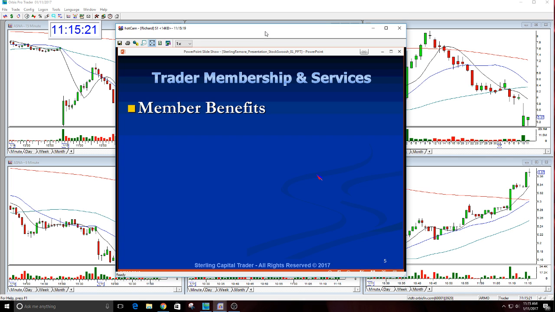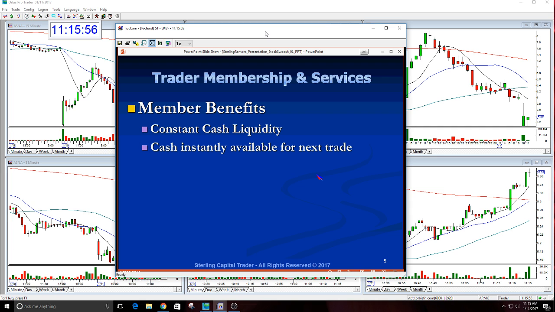Let's talk about the member benefits for being a member or a subcontractor for Remora International. First off, you get constant cash liquidity. What that means is this. If you're allocated, let's say, $100,000, that $100,000 is not like on margin, it's cash. So if you take a position at 10 a.m. and you liquidate it at 10:20 a.m., all that cash is available immediately upon liquidation. You don't have to wait like the T+3, where you don't have to wait like an hour or two for it to become available again. As soon as you liquidate that cash, it's immediately available within milliseconds after the liquidation. So the cash is instantly available for the next trade, all right?